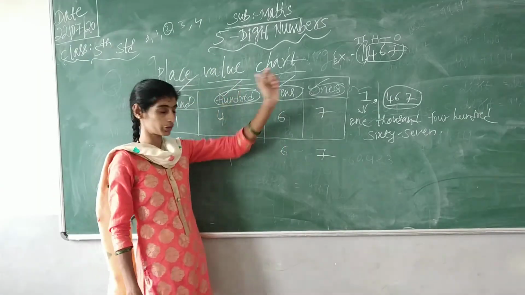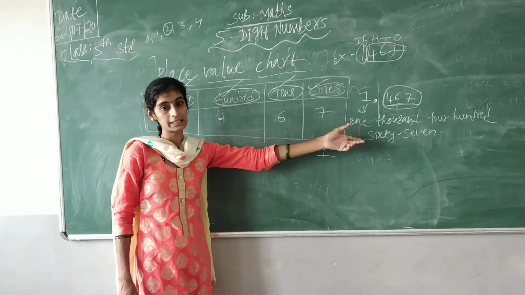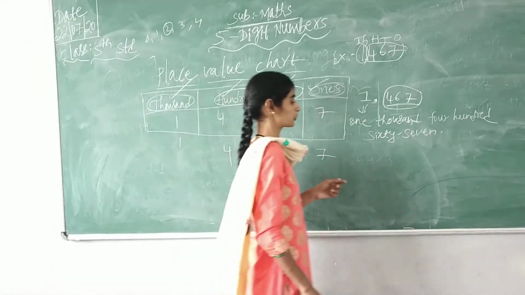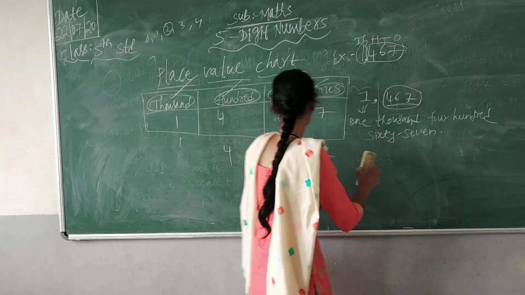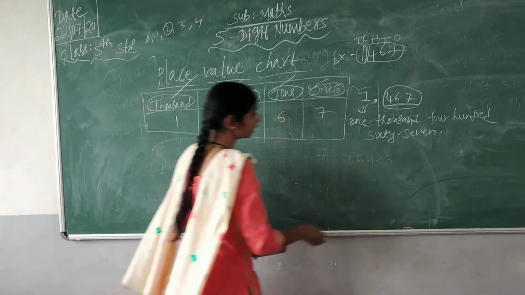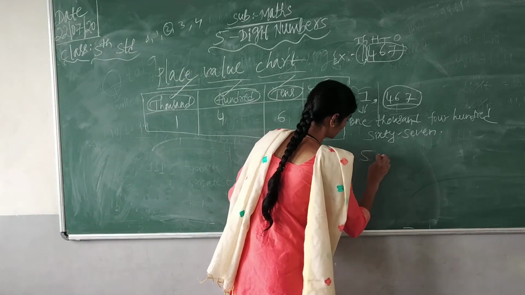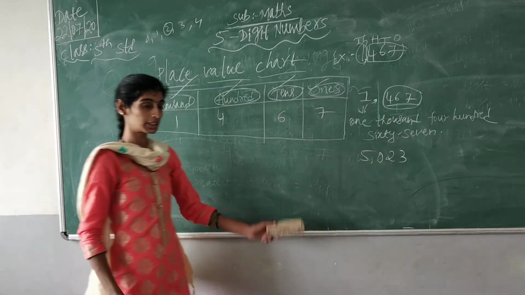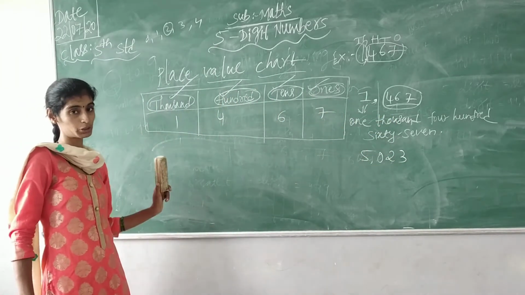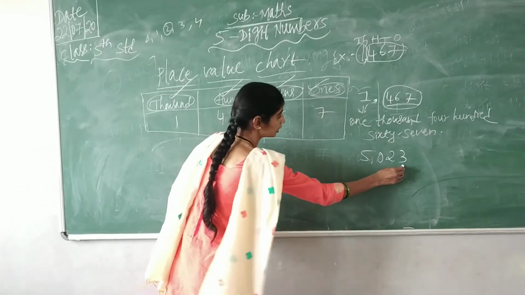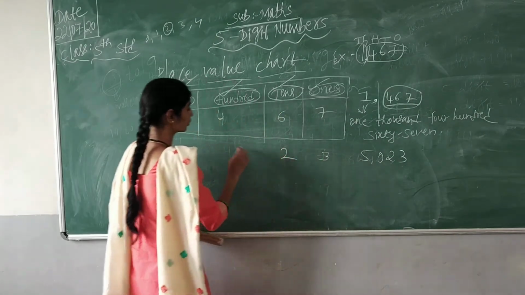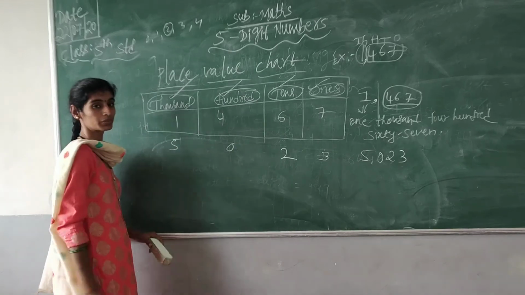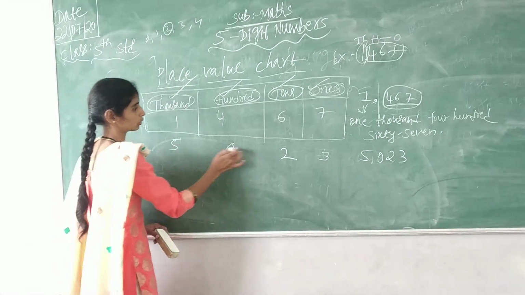If you make the place value chart for the given number, then you can easily write the number. Suppose one more example if I take, like 5023. This number you have to represent in the place value chart. How, children? So 3, 2, 0, 5. Yes or no? Or you can write 5, 0, 2, 3.